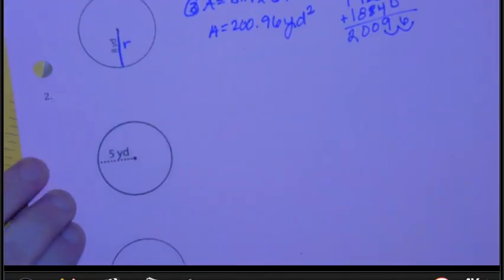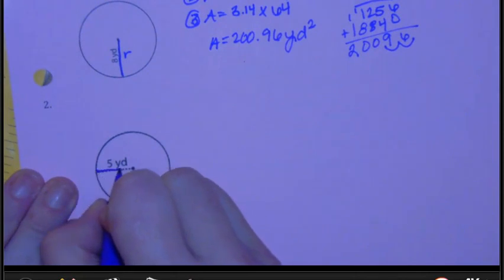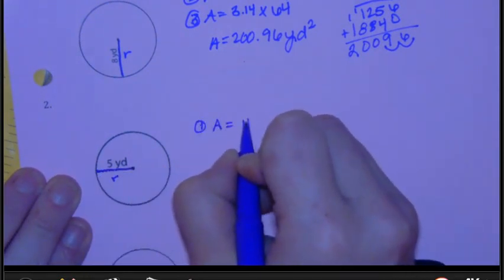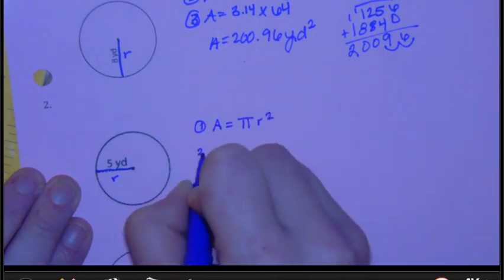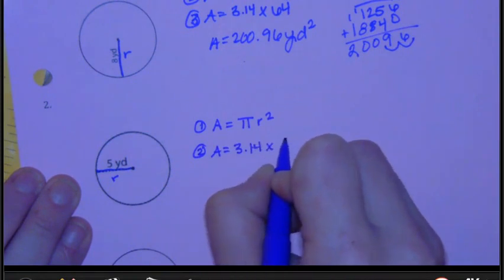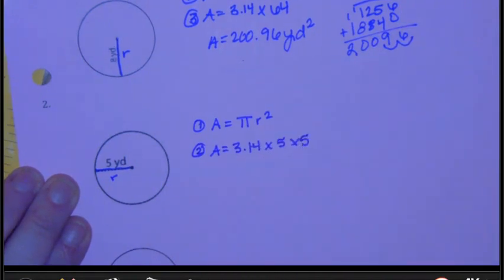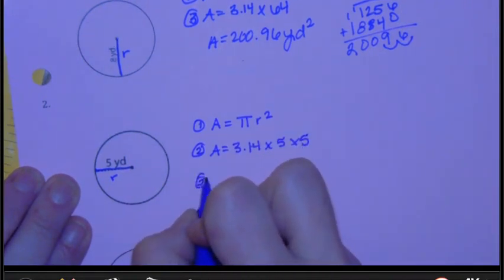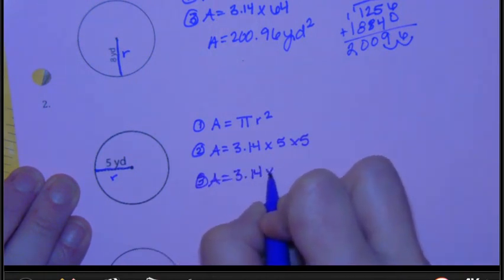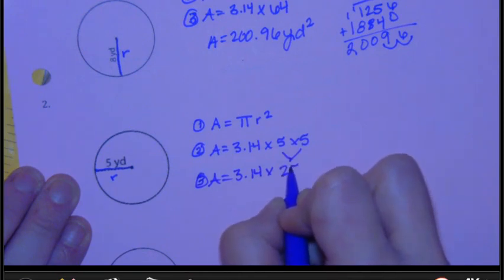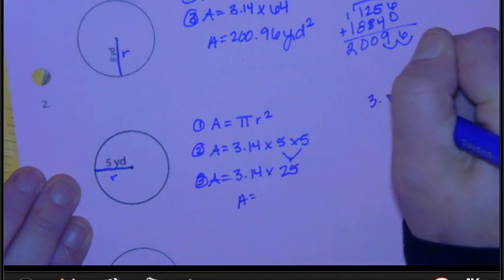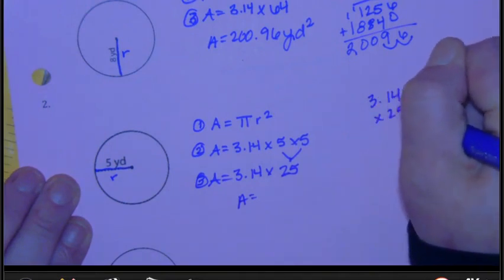All right, let's take a look at number 2. Let's try it again. I have the radius of 5. So my first step is the formula, A equals pi r squared. Second step is to plug in what I know, 3.14 times 5 times 5. And then third step, area is equal to 3.14 times, 5 times 5 is 25. So I'm going to have 3.14 times 25.